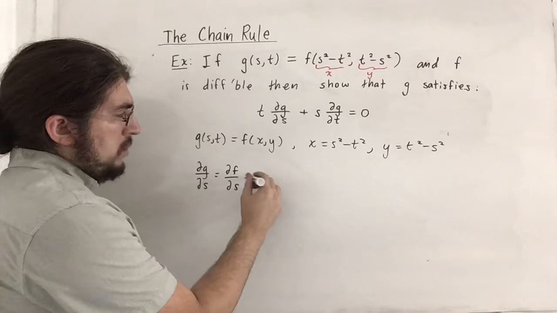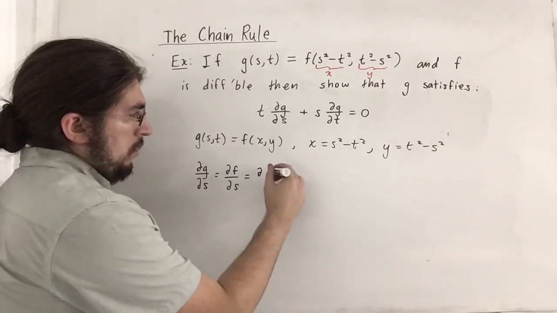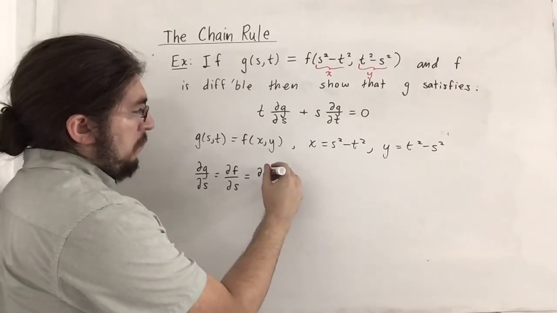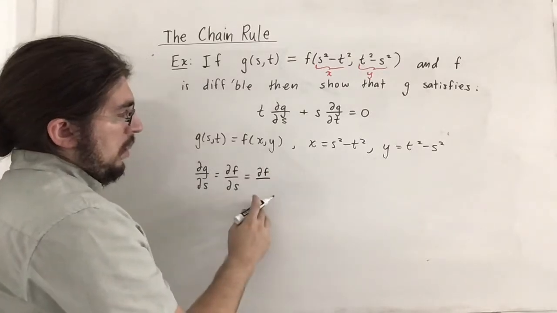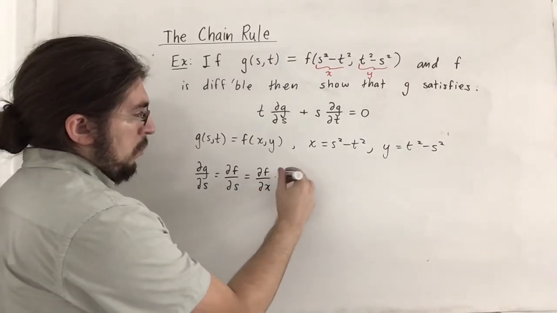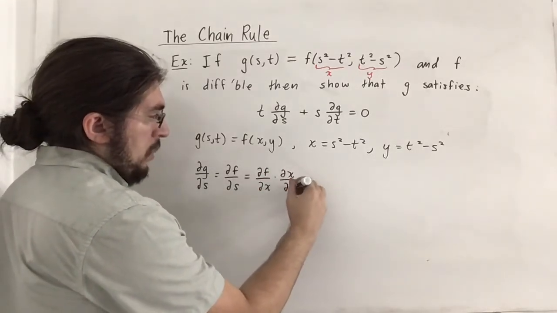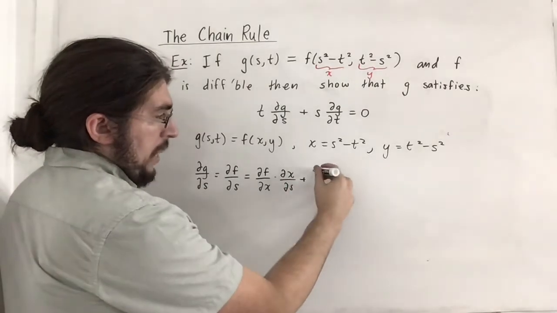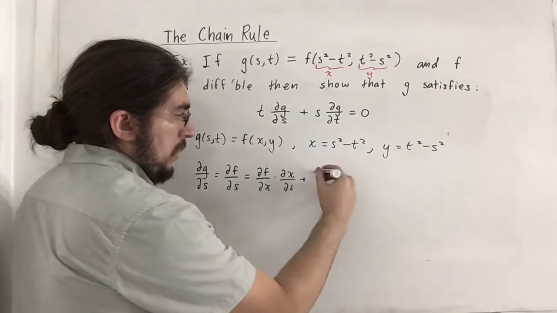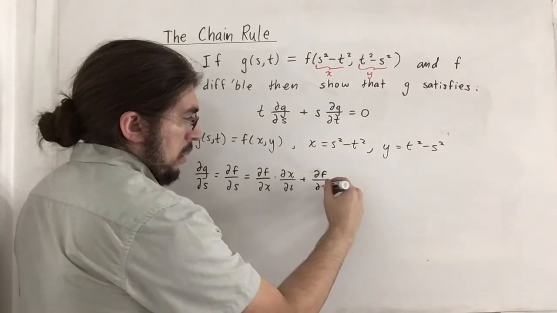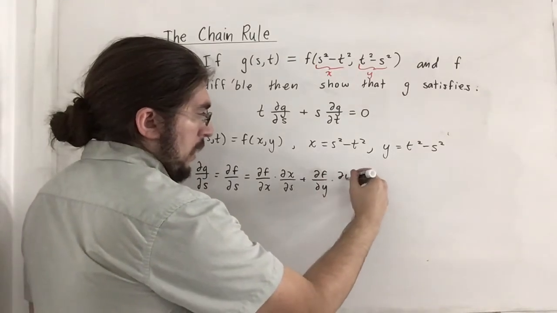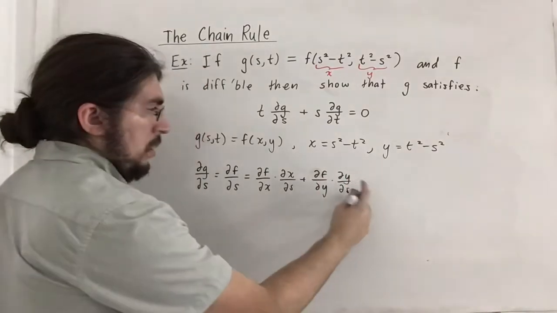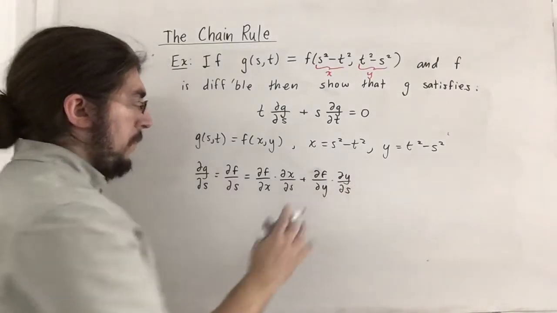And partial f partial s is equal to, well, that's going to be partial f partial x multiplied by partial x partial s plus the same thing but for y. So partial f partial y times partial y partial s. Okay, I hope that part makes sense.